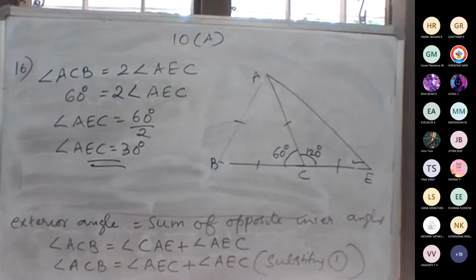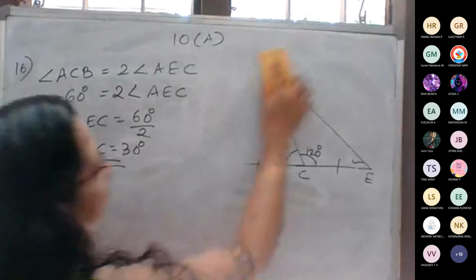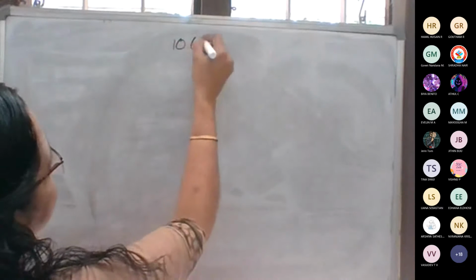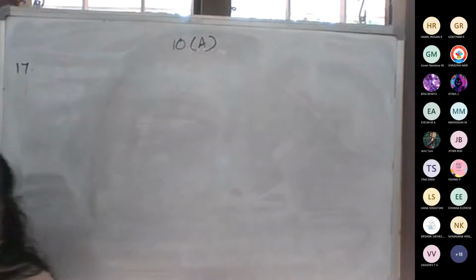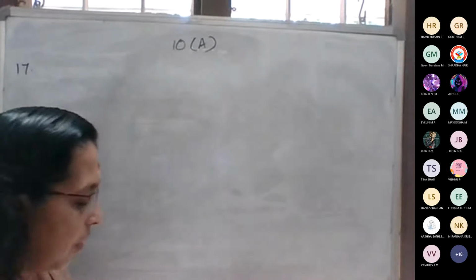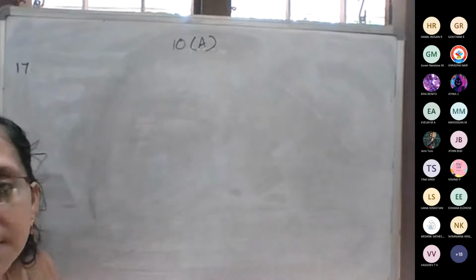17 to 1. In triangle ABC, D is a point on AB such that AC is equal to CD is equal to DB. If angle B is equal to 28 degrees, find the angle ACD.